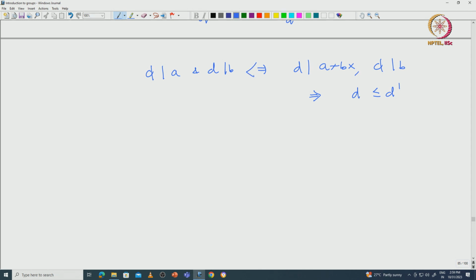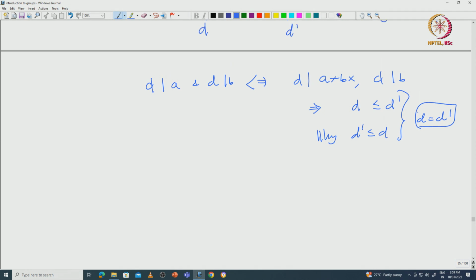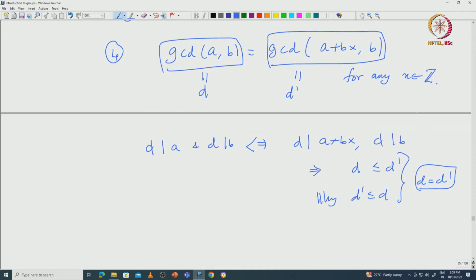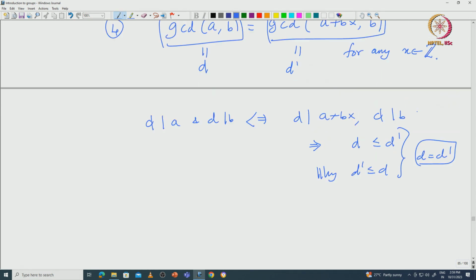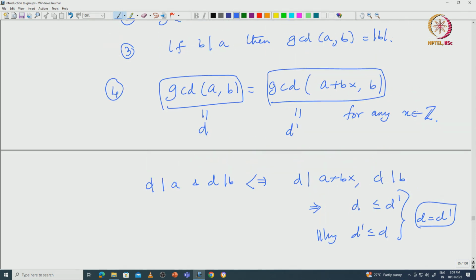So, that means D dash will divide A. So, that will force that D dash is less than or equal to D. Similarly, you can prove the other inequality. So, that will imply D equal to D dash. These are all elementary properties, that is why I am not going into much detail. But this is one of the important properties of GCD. If you take GCD of A, B, then that is the same as GCD of any combination A plus Bx comma B for any x in Z.